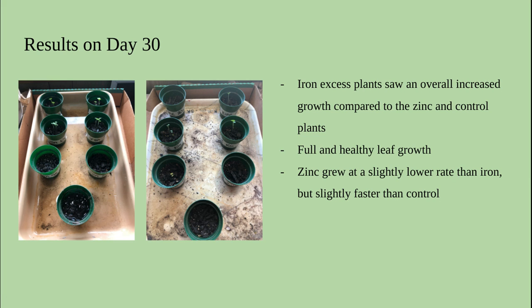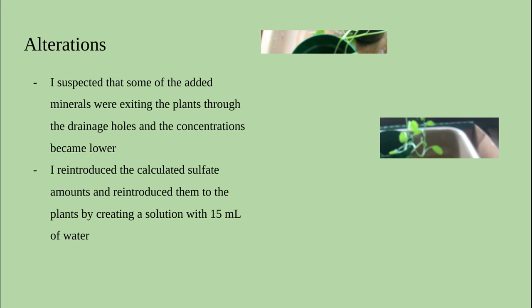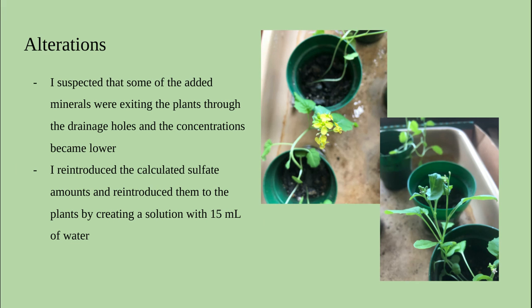So I was wondering why I was seeing increased rates of growth when I was anticipating that there would be deterioration, or maybe a lack of germination to begin with. But then I started to suspect that there were some alterations being made to the concentration levels that I had measured, because there are drainage holes at the bottom of each of the pots, and the water was pooling at the bottom. So I suspected that the concentrations were being altered.